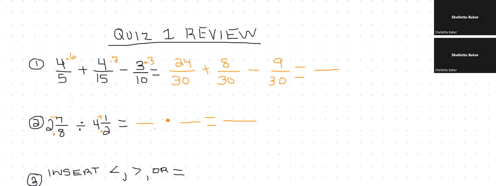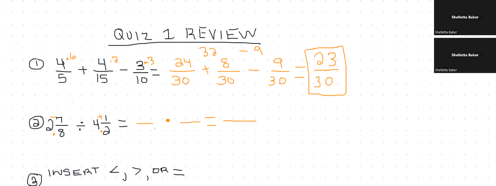Now we would keep that common denominator of 30, and we're going to add and then subtract the terms in the numerator. 24 plus our 8 will give us 32, minus the 9 will give us 23 in our numerator. And you just want to confirm that your fraction is in lowest terms. In this case, it is. So you would leave your answer as 23 over 30.